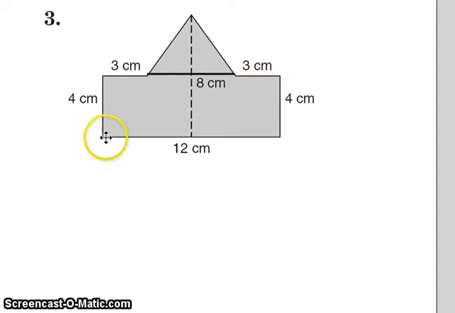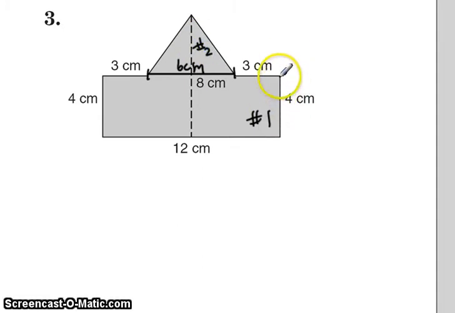Okay, I know that the whole bottom base of my rectangle is 12 centimeters. And if I know that each one of these individual sides are 3, this is 3 plus 3 is 6, 12 minus 6 is 6 here. So the base of my triangle from here to here is 6 centimeters. The top has to equal the bottom. Okay, so I have shape number 1 and I have shape number 2.